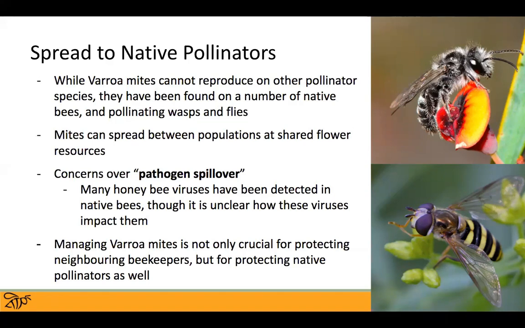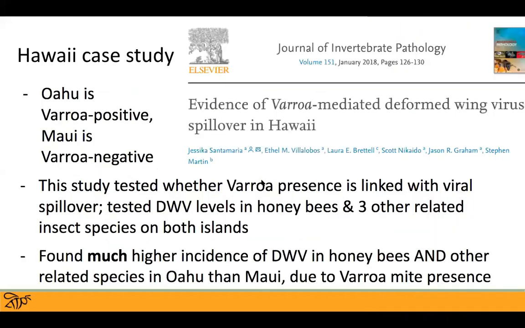I know a lot of people get into beekeeping, myself included, because they care about pollinators, they care about the environment. So I know no one wants to accidentally be doing damage to these native pollinator populations. Really quickly, I just want to go over this case study in Hawaii because it's a really great example of Varroa mites and pathogen spillover.